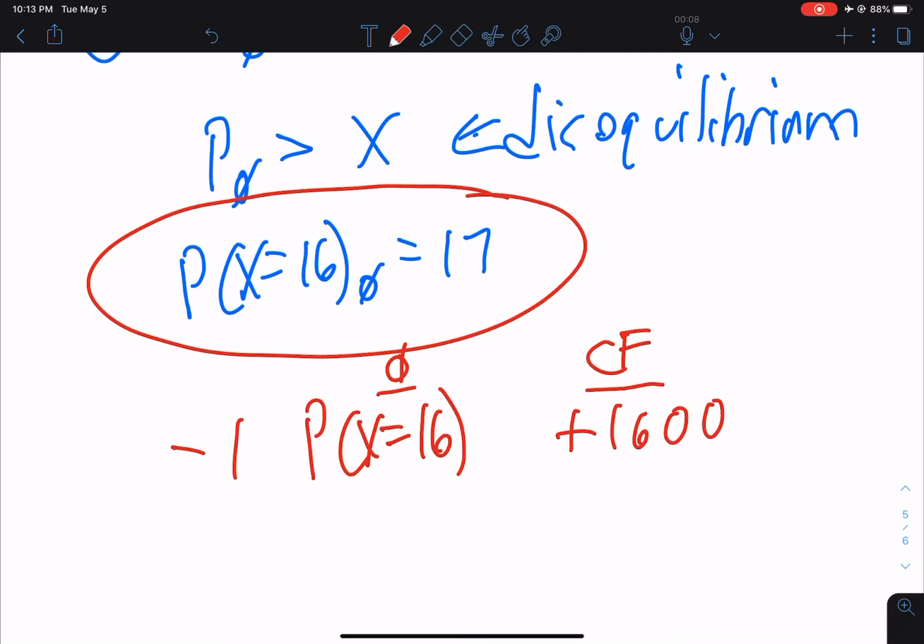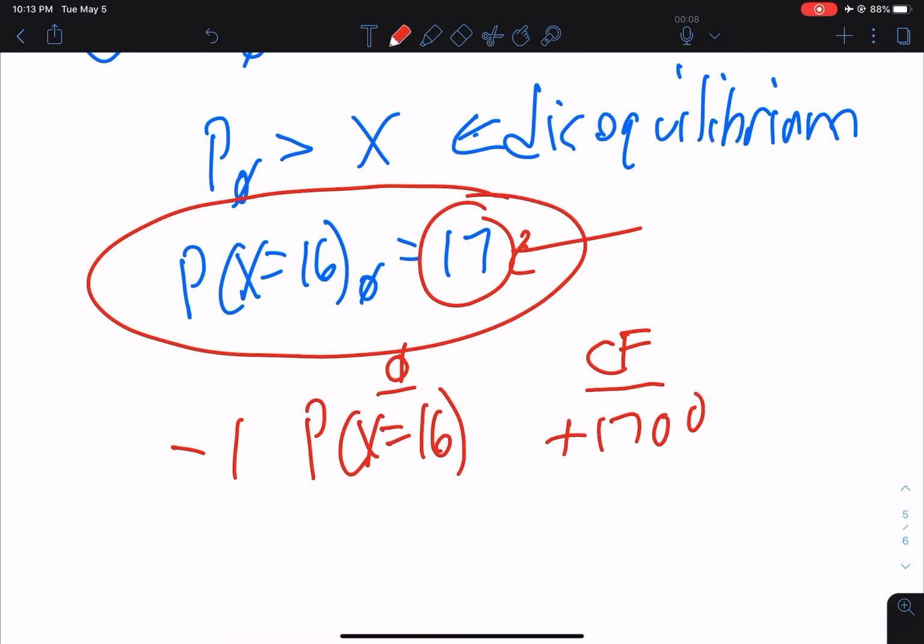I'm sorry. The cash flow is not plus 1,600. I apologize. The cash flow is plus 1,700. Right? Of course. Sorry. Cash flow is plus 1,700. Strike price is 16. Okay, so we do that.